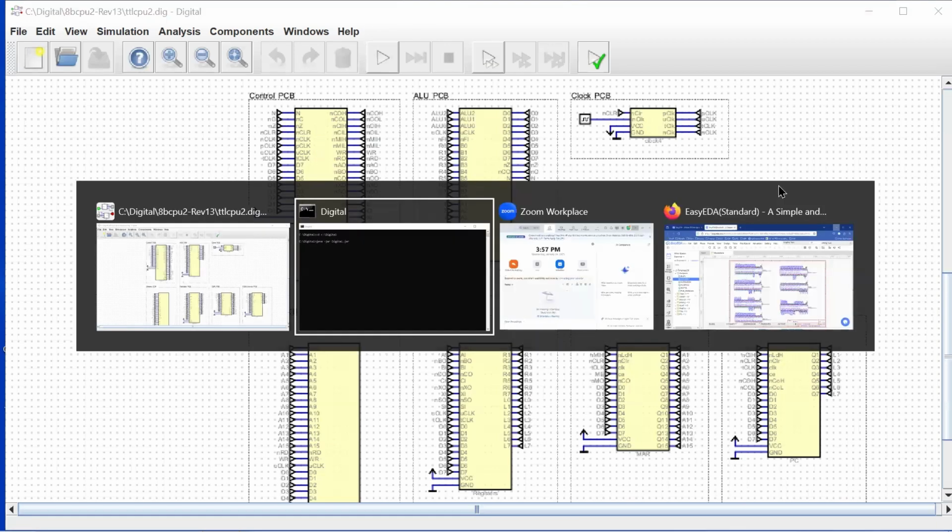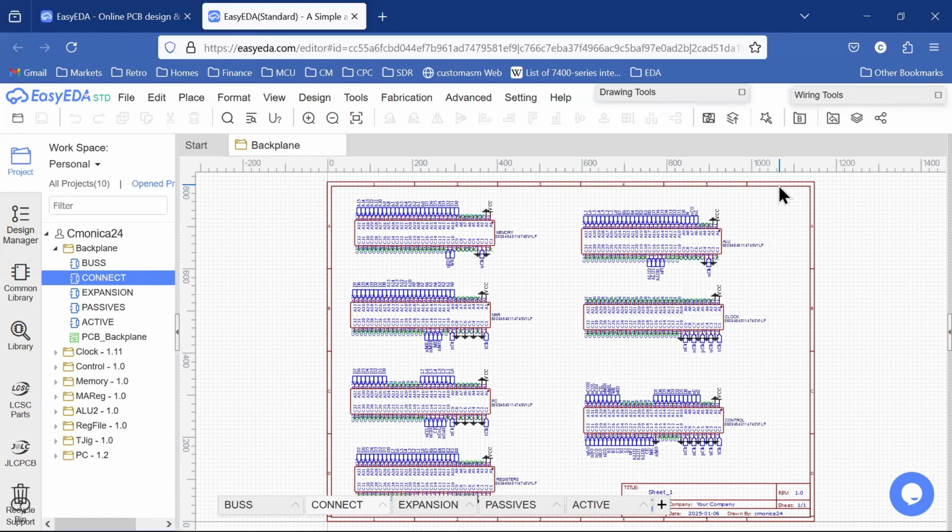Okay, so let's jump off into the schematic now. The first thing you can see is that we have quite a lot of pages in our schematic. We have bus level schematics, main connection schematics, expansion schematics, and passive and active element schematics. So there's a lot here. And this was by far the most complicated design that I had to do, of all of the cards: the backplane here.